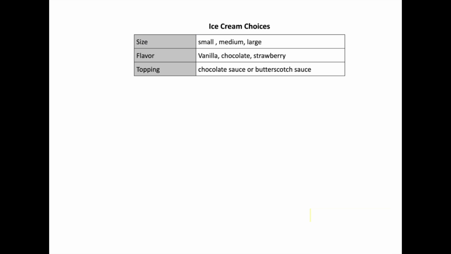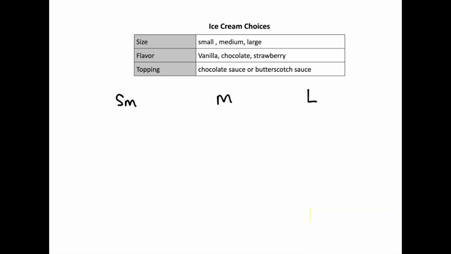In this one, we have ice cream choices. You can have small, medium, and large. For flavor, you can have vanilla, chocolate, or strawberry. And then for toppings, you could have chocolate sauce or butterscotch sauce. We could make an organized list, but the more options you have, the bigger the list is going to be. Sometimes the tree diagram is an easier route.